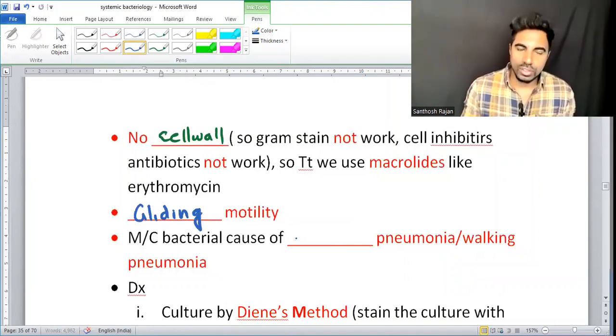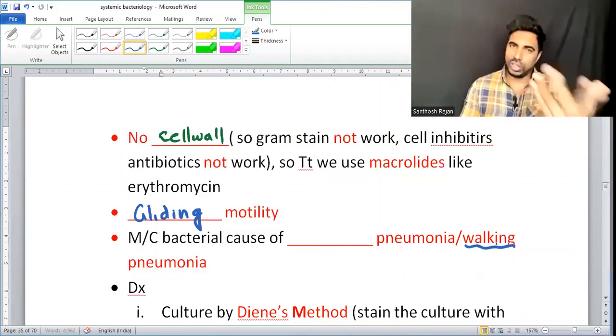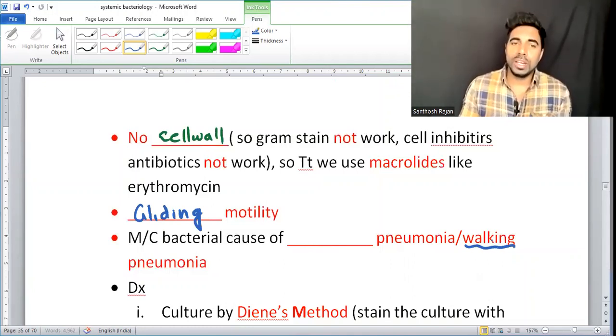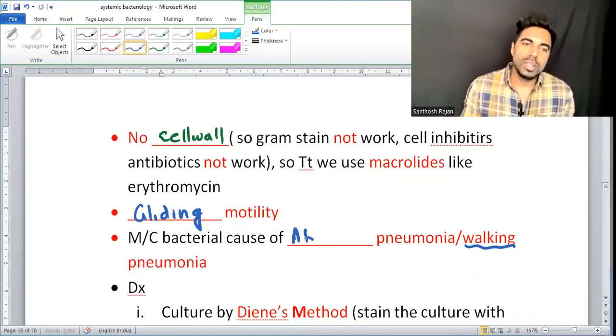So the most common bacterial cause of what? Many of you said walking, because Diana likes walking. Cholesterol became too much, so she has to walk, dieting to reduce weight. Okay? It causes atypical pneumonia. It's the most common.